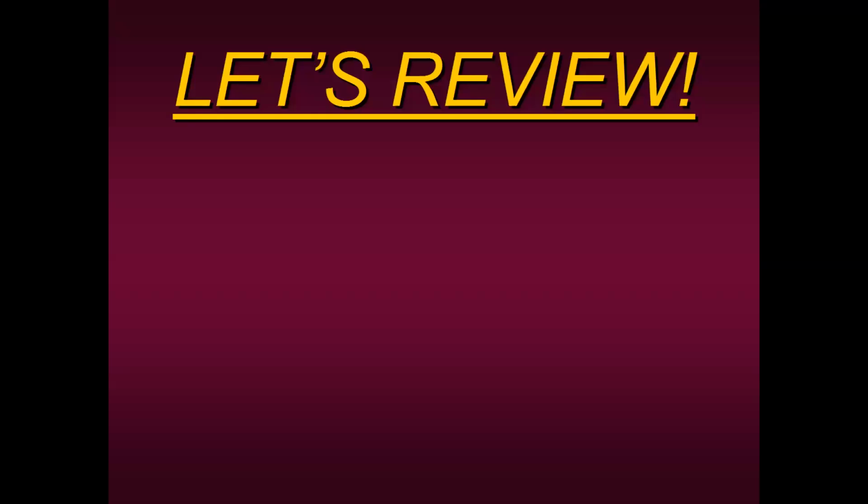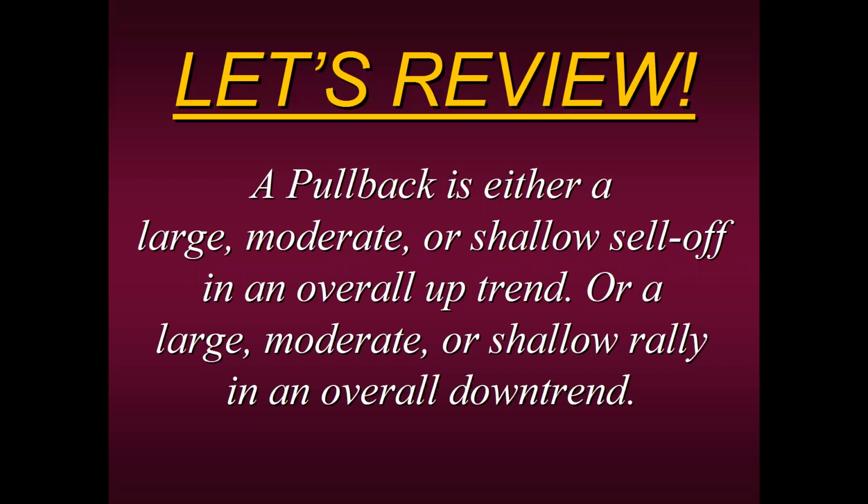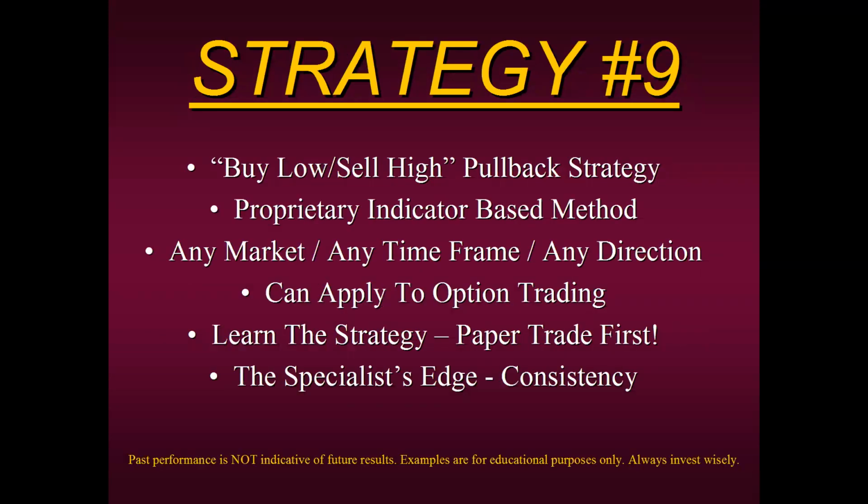Now, let's review what we talked about today. Remember, a pullback is either a large, moderate, or shallow sell-off in an overall uptrend, or it's a large, moderate, or shallow rally in an overall downtrend. Now, strategy number 9 is our premier pullback strategy to buy low and to sell high. It's a proprietary indicator-based method based on 2 indicators and their relationship to the price. The beauty of it is you can apply it to any market, any time frame, and any direction. If you're an option trader, this makes it ideal for option timing because you're buying at lower levels, lower premium costs, and selling at higher levels for lower premium costs as well, okay?